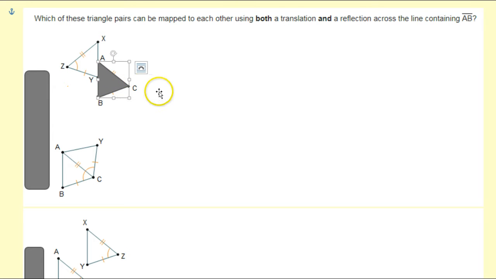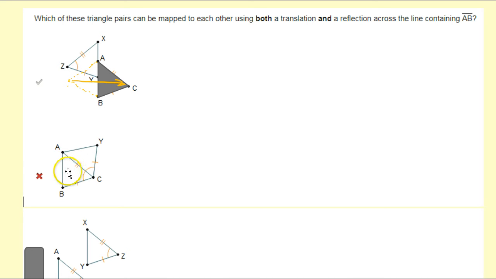Alright, so you can see that they will match perfectly after I do that reflection where I've now flipped the triangle where a moment ago it was over here, but then we flipped it over and it landed here. So we did the slide and then the flip, the translation and then the reflection. And that's what they wanted. So this very first one is the answer.